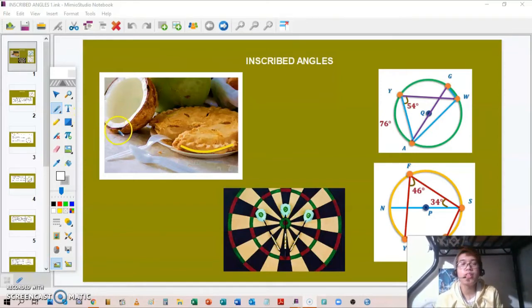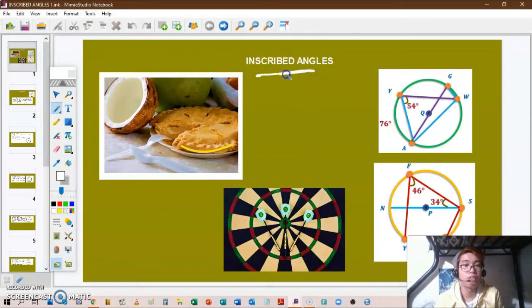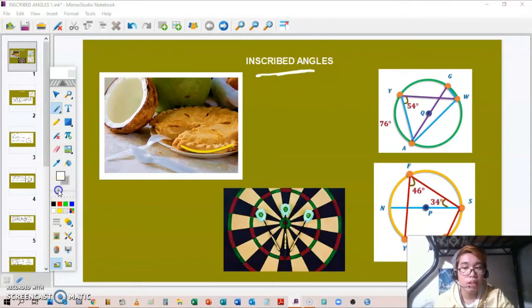For this lesson, our second lesson for the fourth quarter, we have inscribed angles. Whenever you hear the word inscribe, it means that a specific figure, it can be a polygon or any figure, is found inside another figure. So that's the meaning of inscribe: a specific figure that's been drawn inside a specific figure.